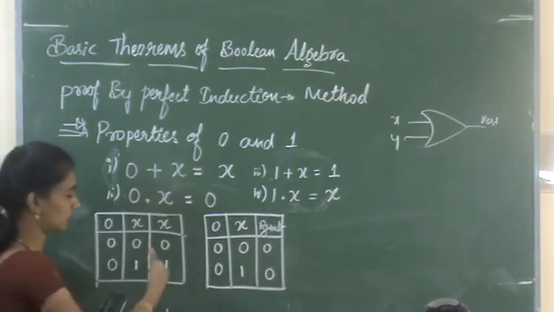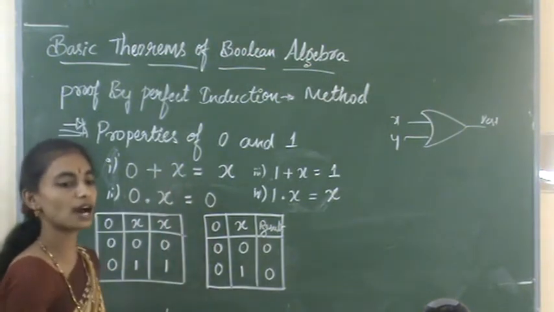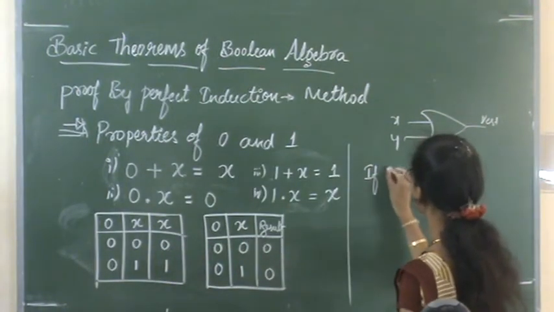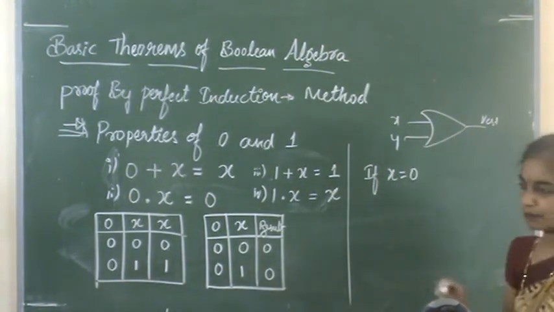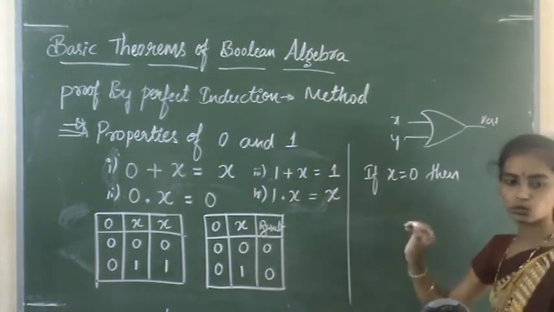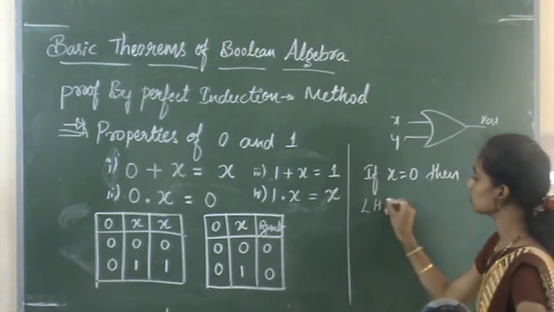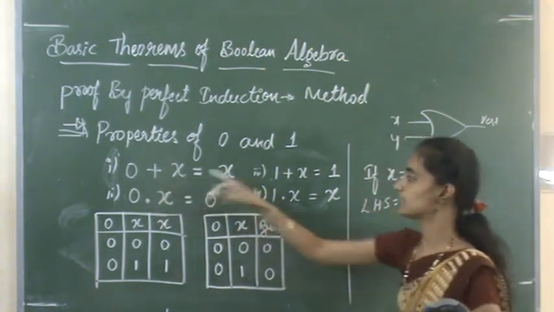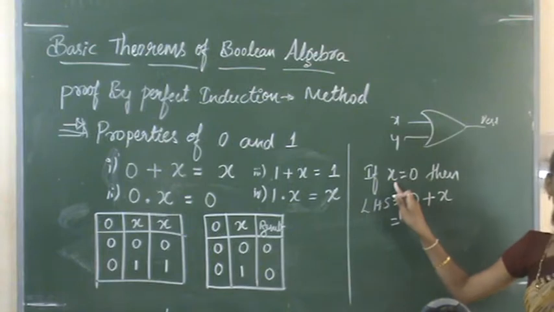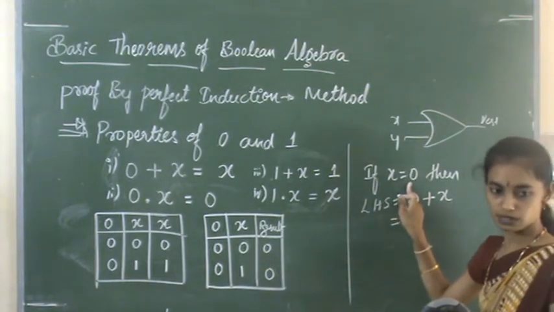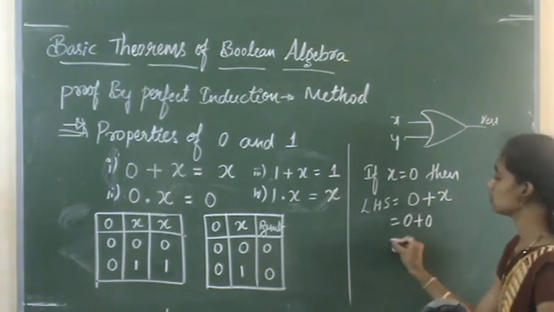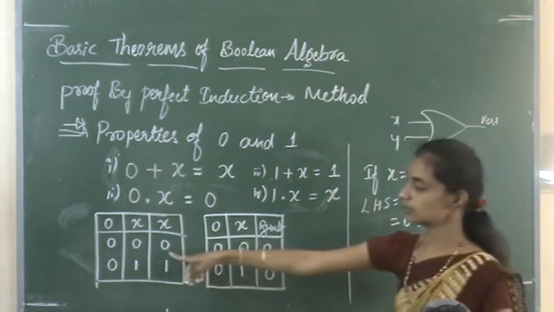So how do we prove this manually, or algebraically? First, if x is equal to 0, then what is the LHS? You know LHS, RHS, right? What is the LHS? That is 0 plus x, right? I assume that x is equal to 0. So 0 plus, what is the value of x? That is 0. What is 0 plus 0? 0 only. So you will get that 0.